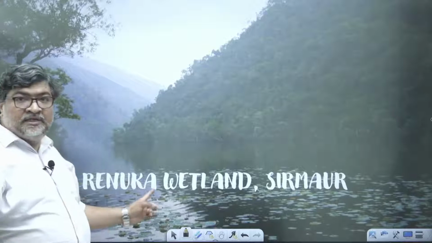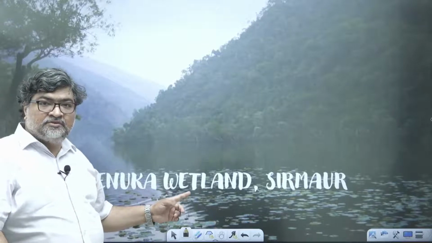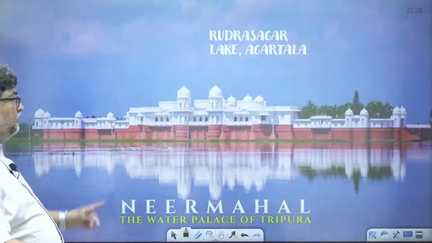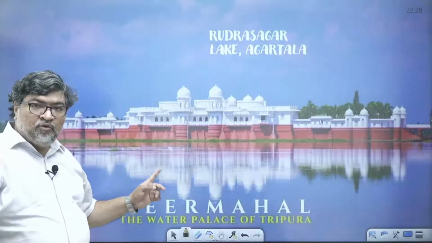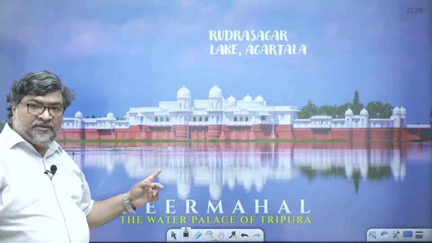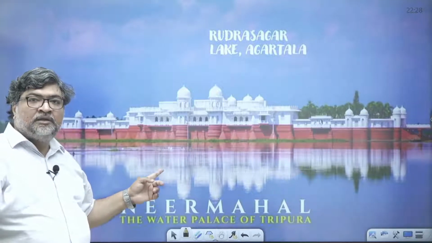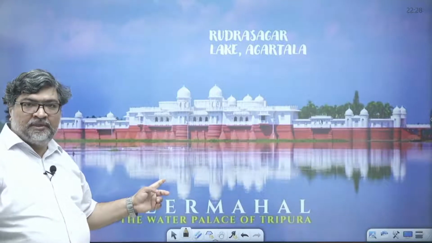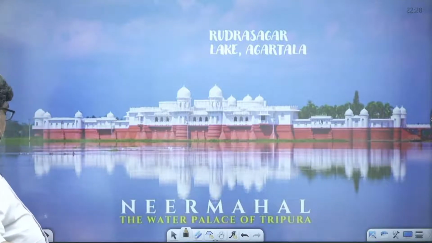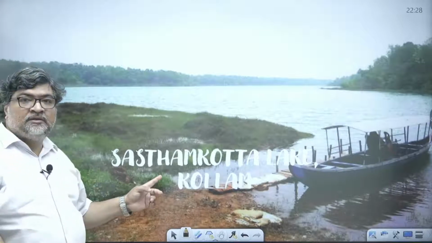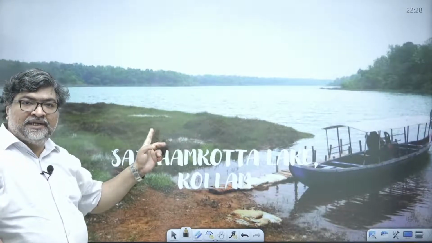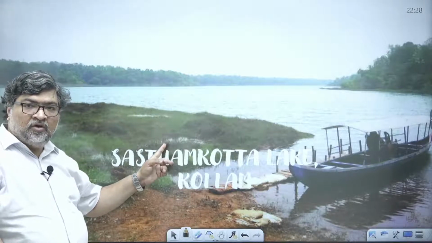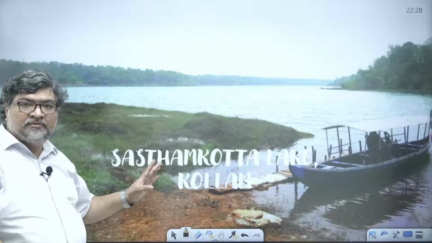Then there is Renuka wetland that is in Sirmaur district, Beas River, Himachal Pradesh. Then there is Neer Mahal, a Mughal architecture palace in the middle of the lake, Rudrasagar Lake, Agartala, Tripura. There is also Gumti Wildlife Sanctuary nearby. Then coming to Sasthamkotta Lake, Kallada River in Kerala, Kollam district is the Ramsar site of Kerala. All these are Ramsar sites of India, right?